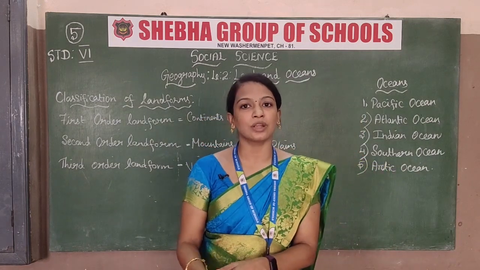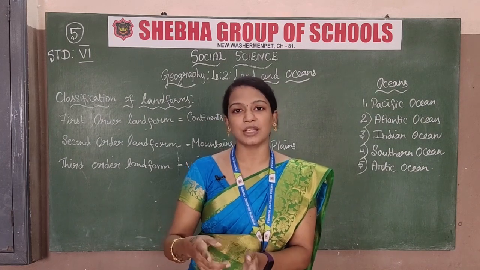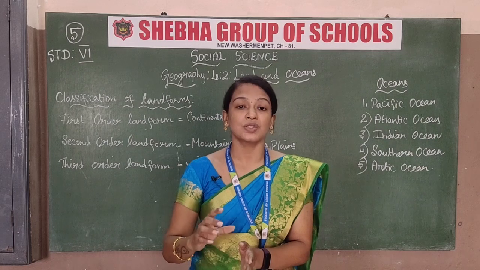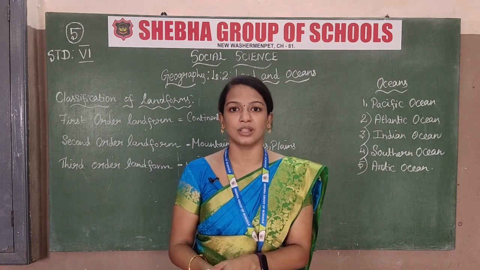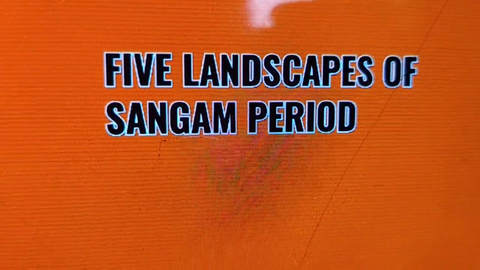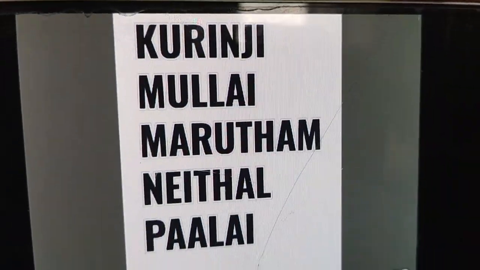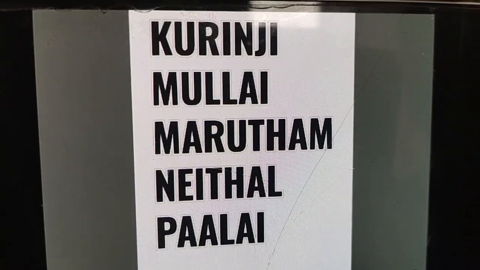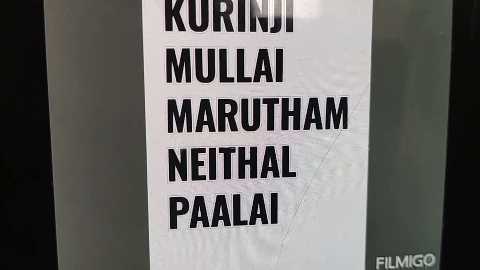So next we are going to see the land classification of the Sangam age. In the Sangam age we have Kurunji, Mullai and so on. I will show you a picture of the Sangam age. Let's see that video. See, students, the 5 landscapes of the Sangam period. What are these? Kurunji, Mullai, Marudam, Neithal and Palai. These are the 5 landscapes. Let's see the pictures of these.